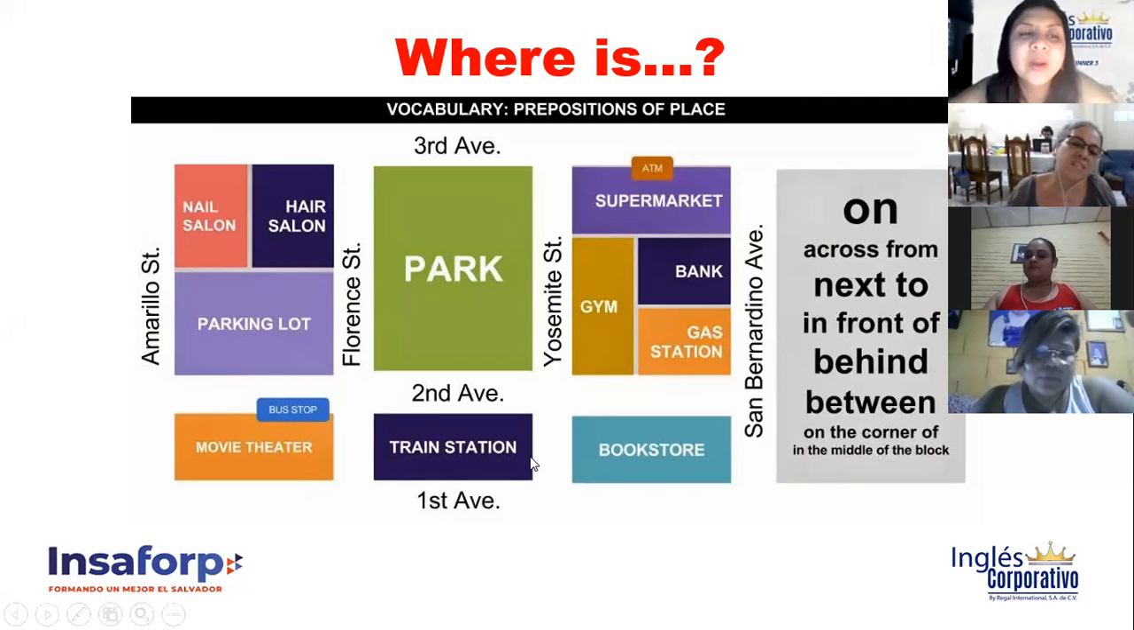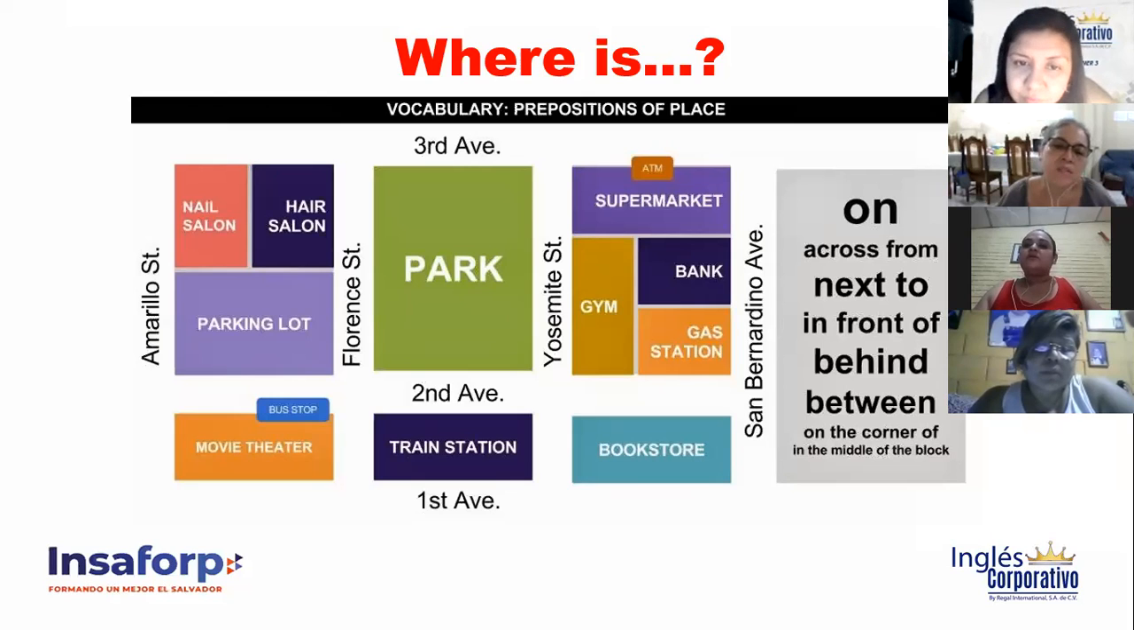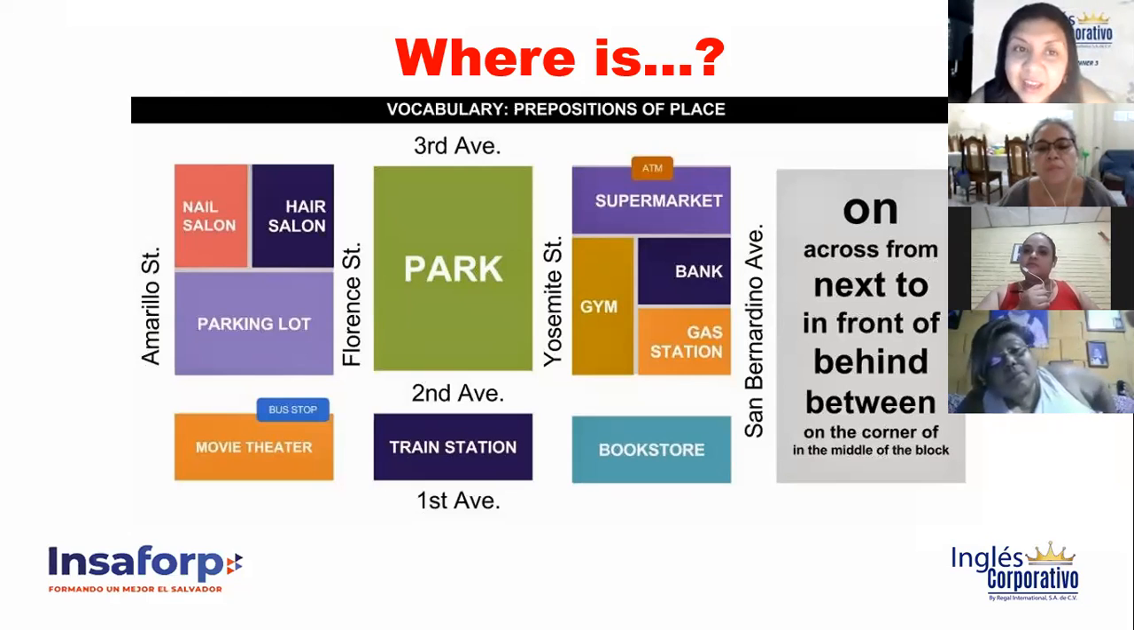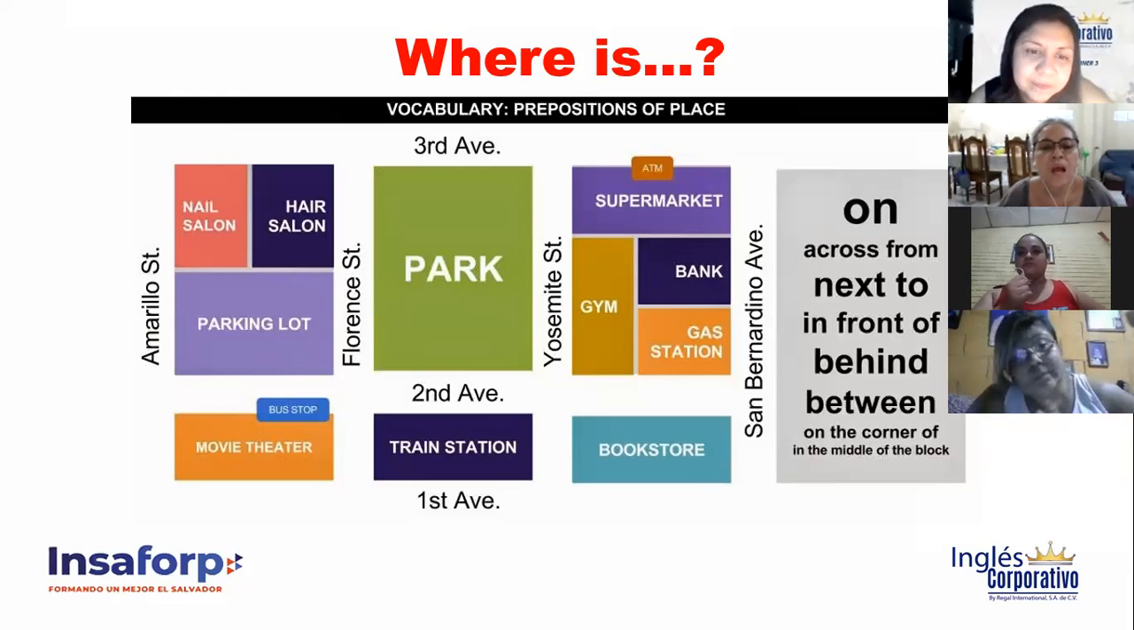Okay. Now, when I ask you, where is the supermarket? It's on Jasmine Street. ST is a street. Ave is avenue, okay? First Avenue, Second Avenue, Yosemite Street, Florence Street, Amarillo Street, San Bernardino Avenue.